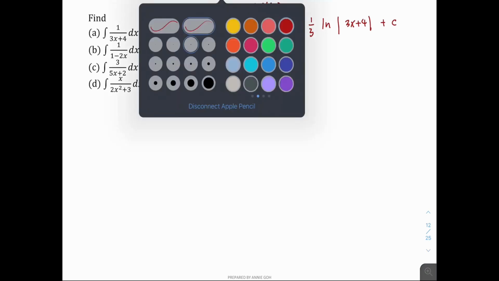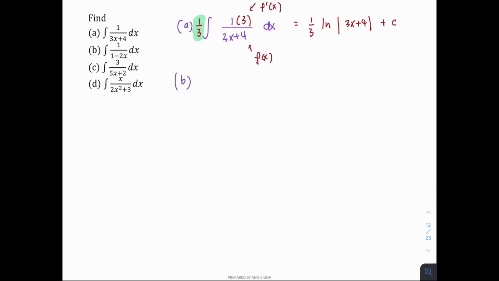Okay, let's try the B. You are asked to integrate 1 over 1 minus 2x. The bottom part should be your f(x), the upper part should be f'(x). So differentiate the bottom, you should get negative 2. So I'll just add in the negative 2 here and divide by a negative 2 outside. So the adjustment that I have made is negative 1 over 2. And you just need to ln the bottom part of the fraction.